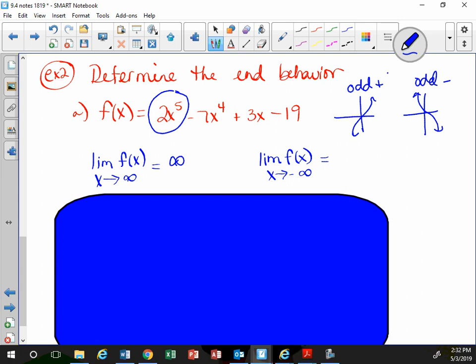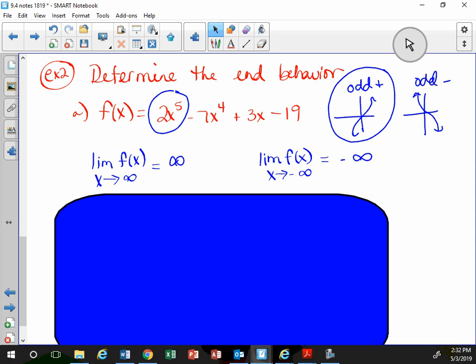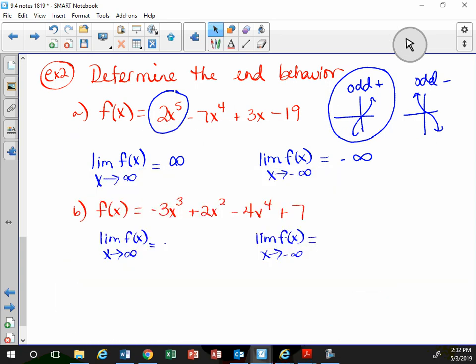You see it? We're using this one. And as x approaches negative infinity, so as we travel left, where does the graph go? Down. So it is negative infinity. Okay. Let's try one more. Try B.